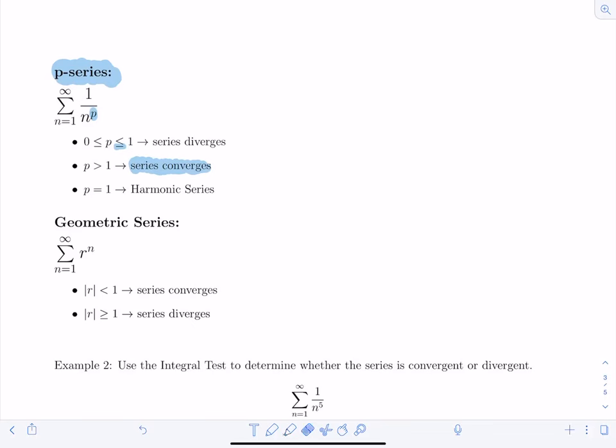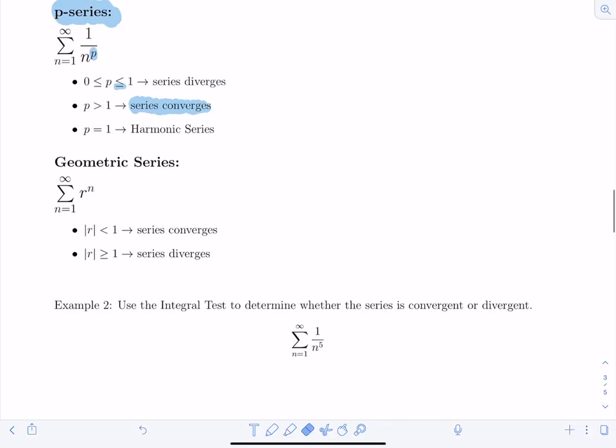And then if you'll recall before, don't get this confused with geometric series, where you have r raised to the n. If the absolute value of r is less than 1, then the series converges. And if the absolute value of r is greater than or equal to 1, then the series diverges. And remember, geometric series, if they converge, are very, very special because we are able to, in fact, compute their infinite sum. Remember, S equals a1 over 1 minus r, only if it converges.